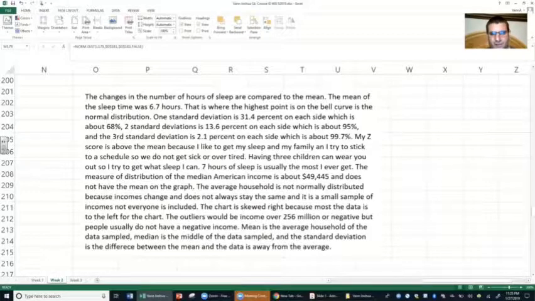The outliers would be an income of 256 million or a negative income, but people usually do not have a negative income. Mean is the average household of the data sampled. Median is the middle of the data sampled, and the standard deviation is how far the data is away from the average.